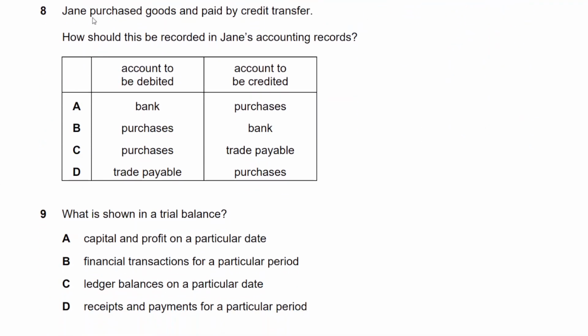Number 8. Jane purchased goods and paid by credit transfer, basically bank transfer, you can say. How should this be recorded in Jane's accounting record? Jane purchased goods and paid by credit transfer. So bank is credit. You know what? Only one option is available. That's it. How easy? It cannot get easier than this, guys. Jane made some payment. Bank is definitely credit because money is going out of bank. And B is the only option. That's all. It's such a nice question.